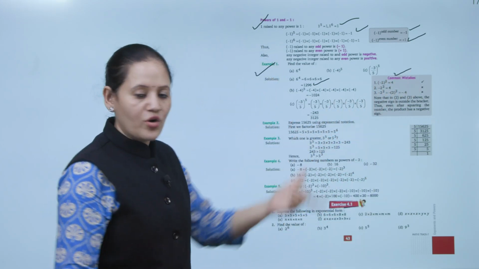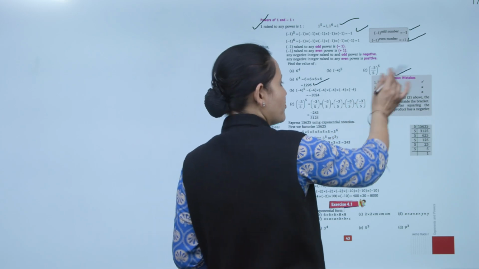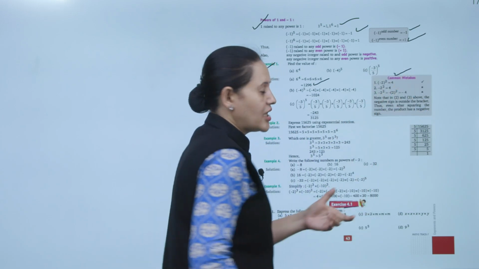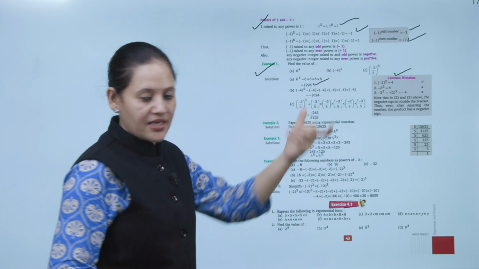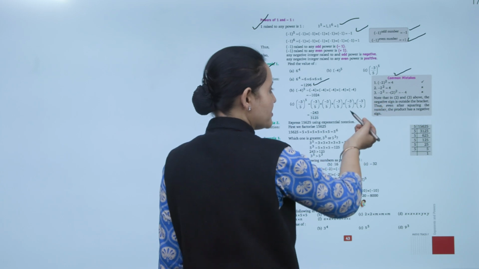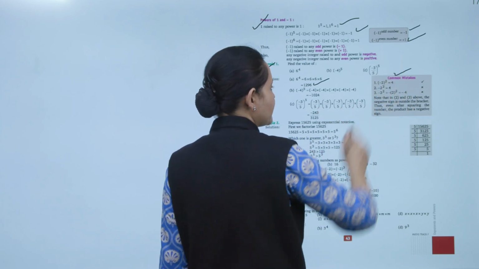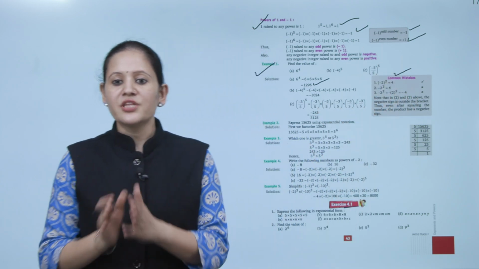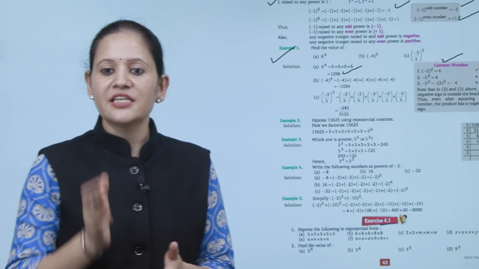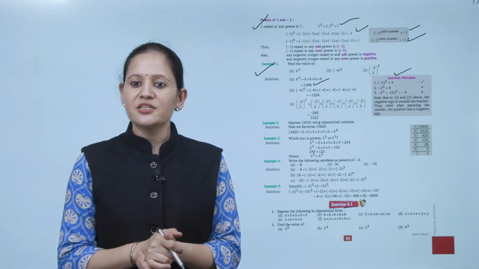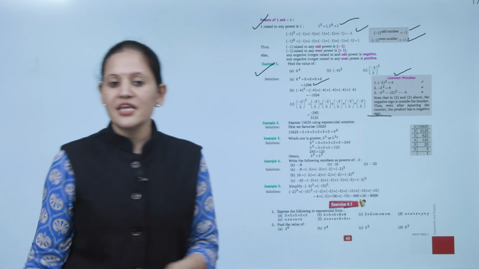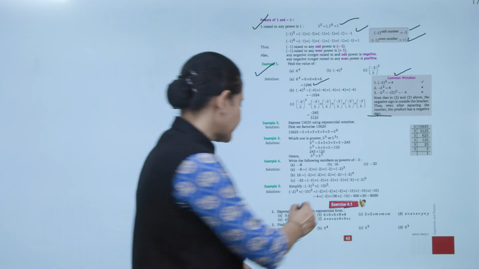Minus 2 whole to the power 2 equals 4, that is correct. But minus 2 to the power 2, here the power is on 2, not on the minus sign. So saying that it equals 4 is wrong. The minus comes outside, and 2 to the power 2 is 4, so the answer is minus 4. Clear? Note that in both cases above, the negative sign is outside the bracket. Thus, even after squaring a number, the product has a negative sign. Clear? Next is exercise 4.1.